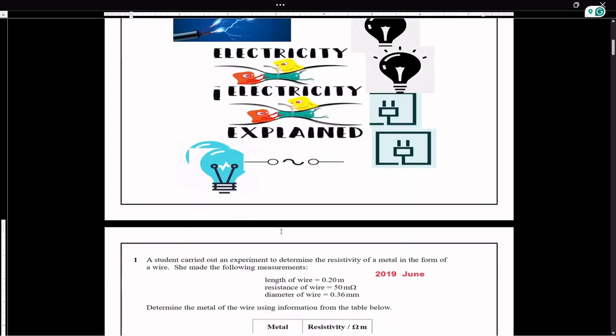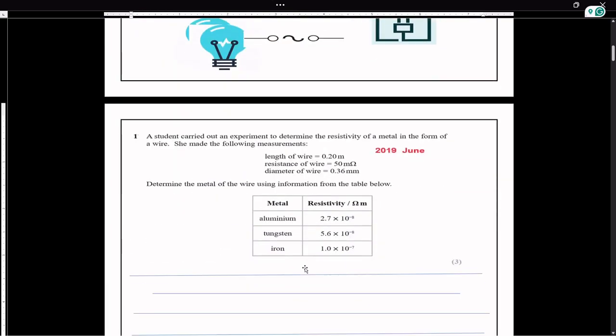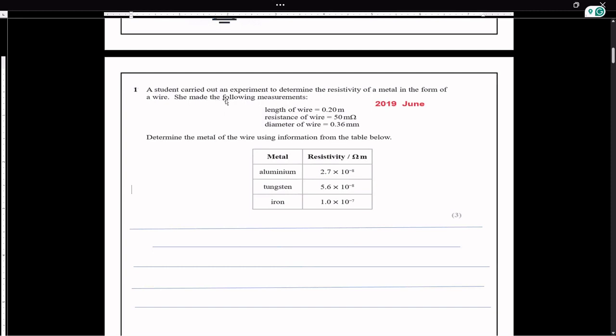So let's start with question number 1. A student carried out an experiment to determine the resistivity of a metal in the form of a wire. She made the following measurements: the length, resistance, diameter, etc. And there is also a table provided for different metals and their corresponding resistivity. Now the question is, determine the metal of the wire used for this experiment. So we have to calculate the resistivity of the metal, and from that we can decide it.